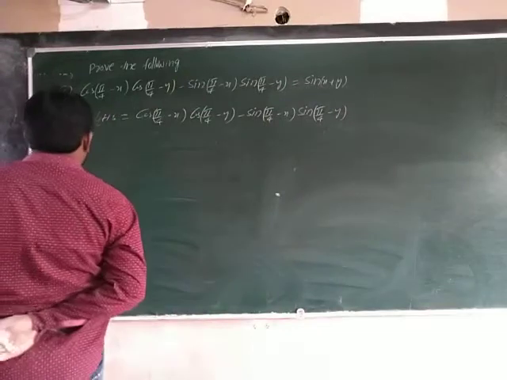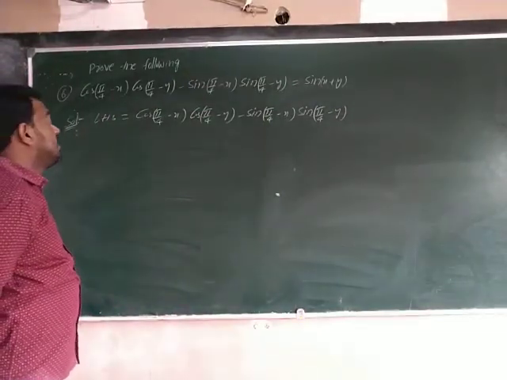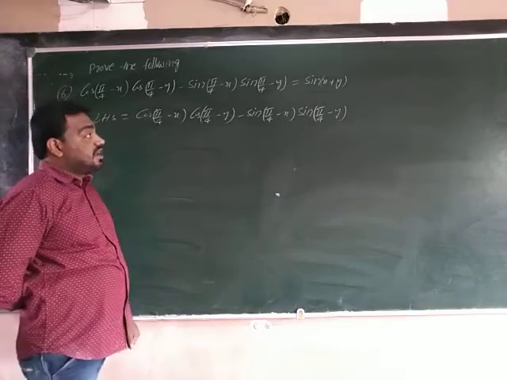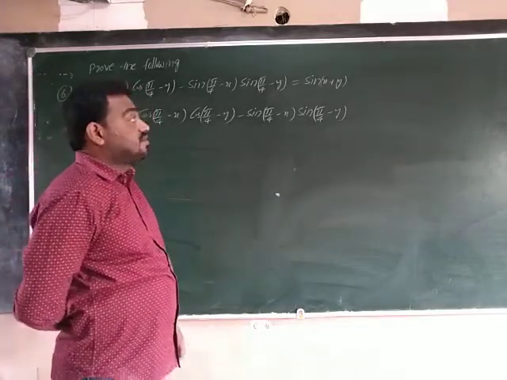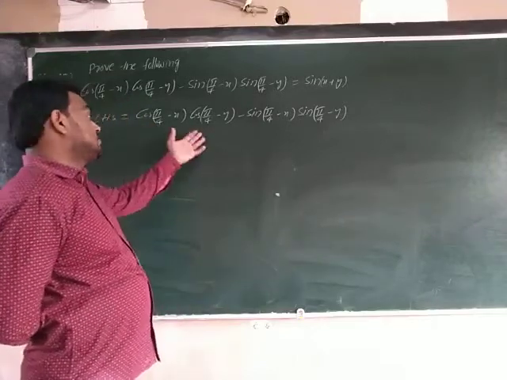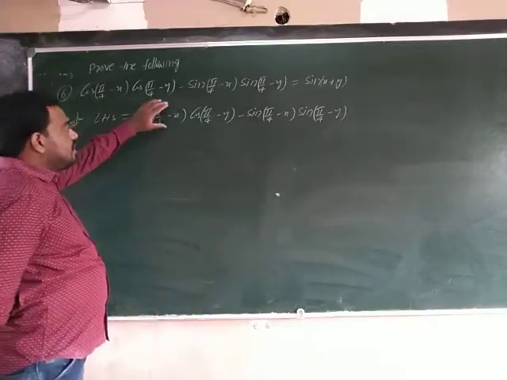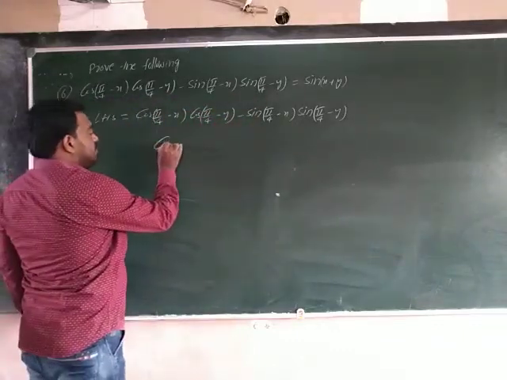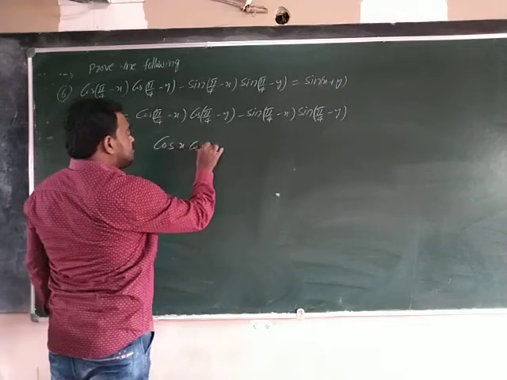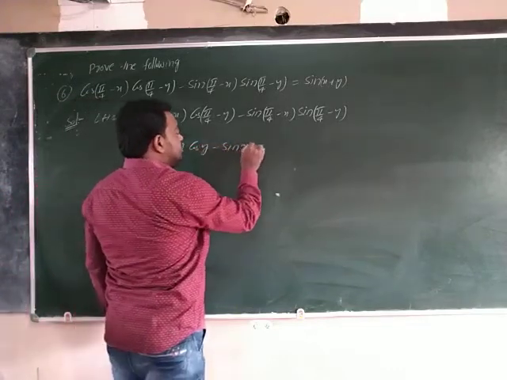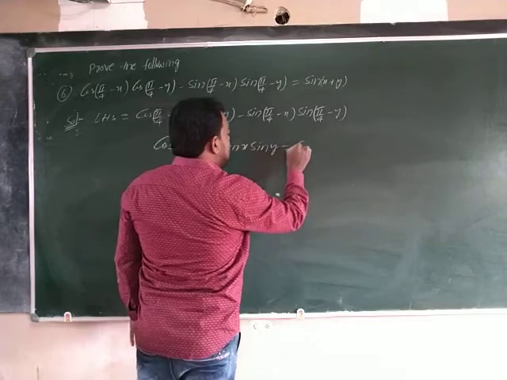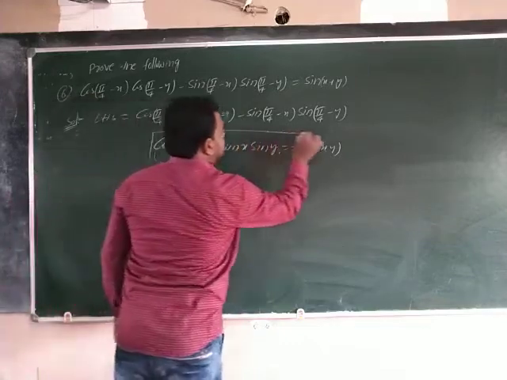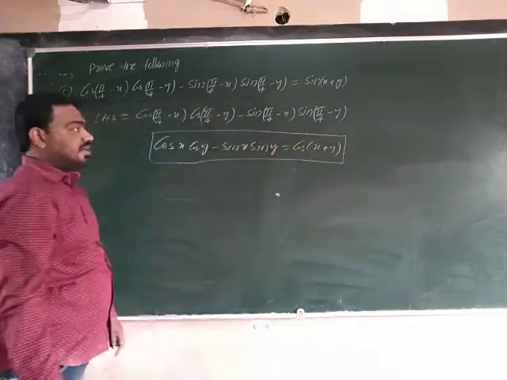Prove the following. Sixth one, cos(pi by 4 minus x) cos(pi by 4 minus y) minus sin(pi by 4 minus x) sin(pi by 4 minus y) equal to sin of x plus y. So take the LHS. So you see, it is in the form of cos x cos y minus sin x sin y. So we know that cos x cos y minus sin x sin y is equal to cos of x plus y. Important question, 2 marks important question this one.